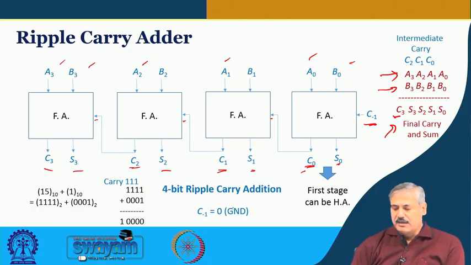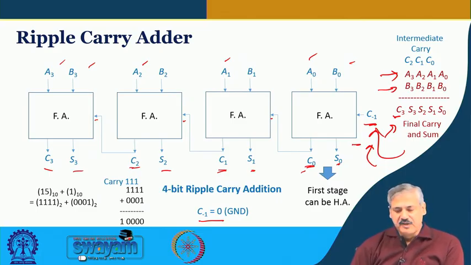And if we are using full adder instead of half adder for the first stage, we shall make the C minus 1, the first carry input, 0, okay. And if it is a block which is to be cascaded with another block, there is a block preceding it, then that block's carry output, which is C3, will be fed as input here. So, previous block carry output will be fed as input to this particular block.